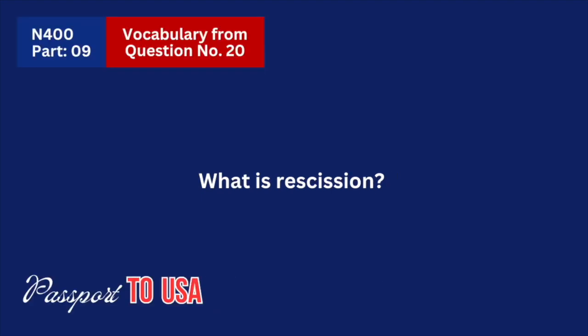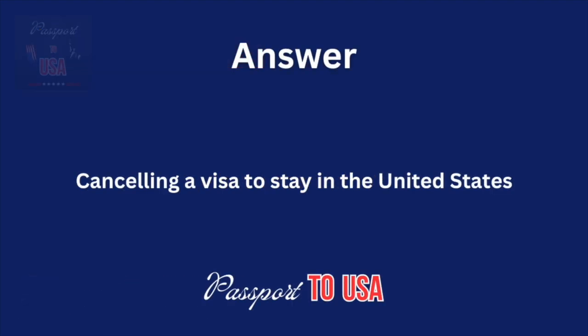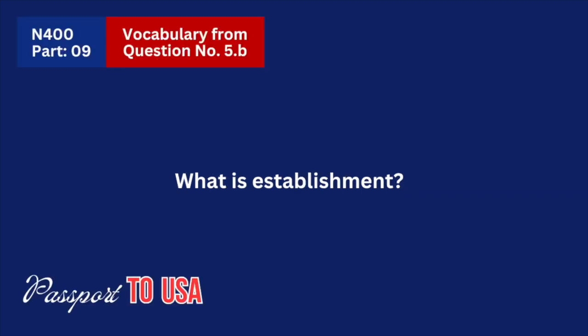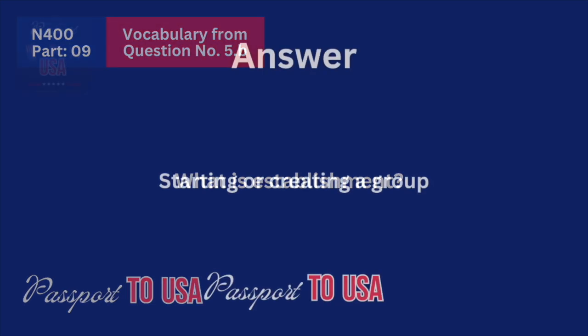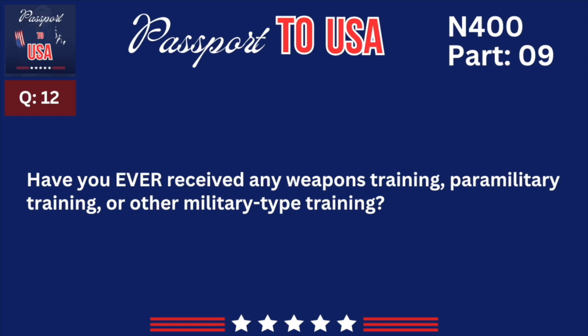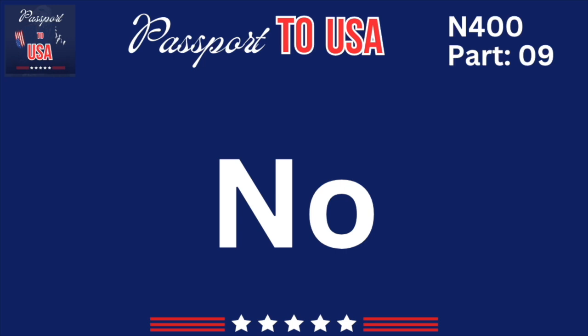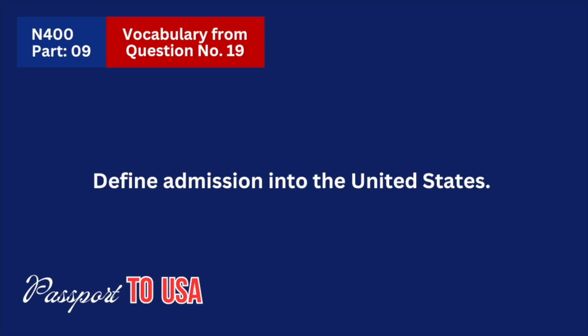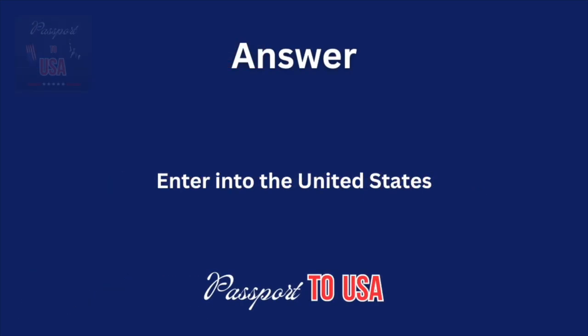What is rescission? Canceling a visa to stay in the U.S. What is establishment? Starting or creating a group. Have you ever received any weapons training, paramilitary training, or other military-type training? No. Define admission into the United States. Enter into the United States.